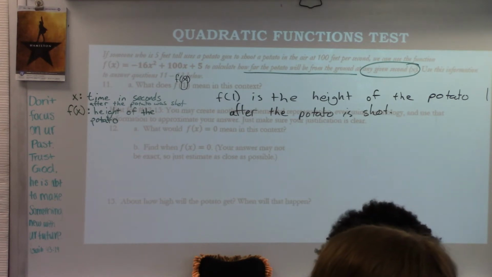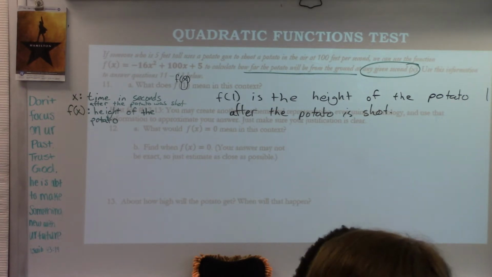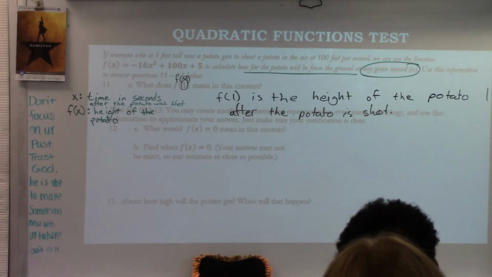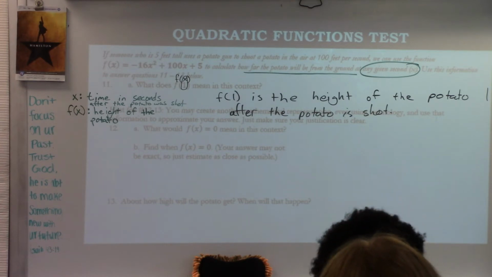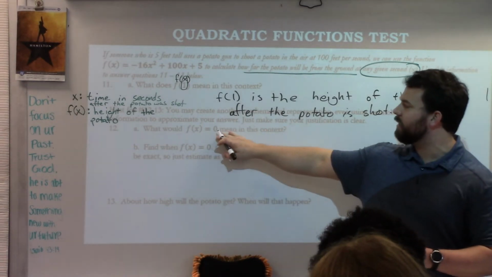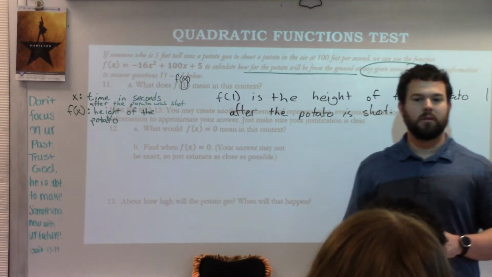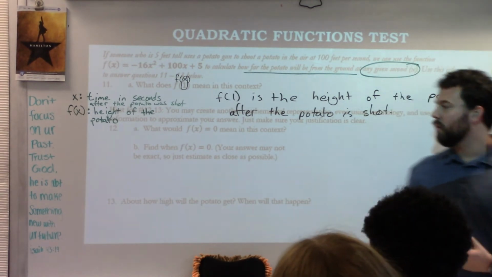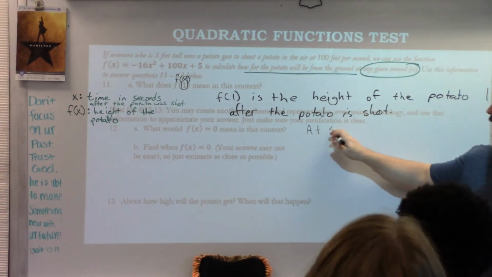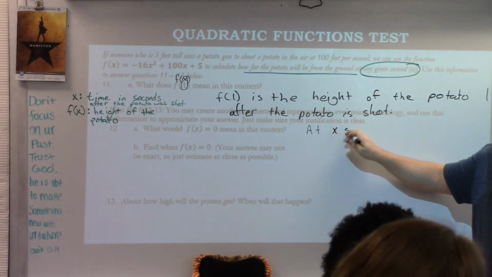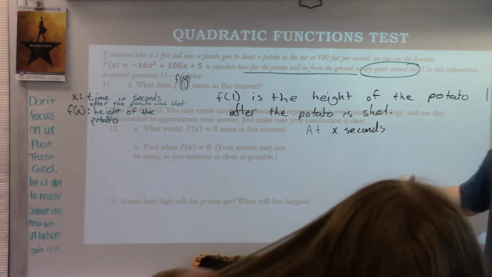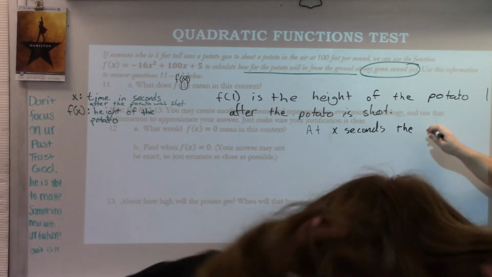So now number 12, the most common thing I saw students do is substitute 0 in for x. Is 0 equal to x though here? No, what is 0 equal to? f of x. 0 is equal to f of x, which means 0 is the what of the potato? Height. You don't know the time, but at x seconds, the potato is at what height?